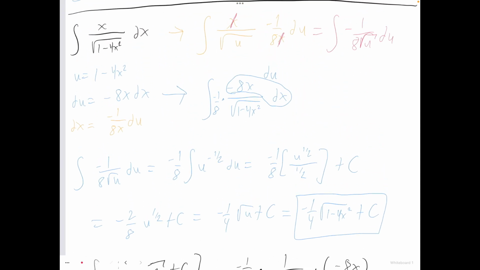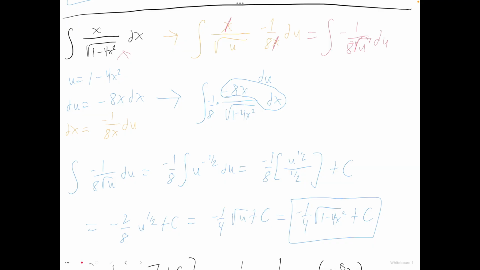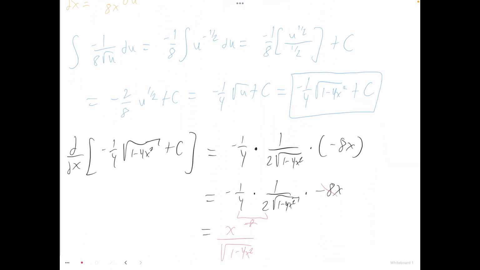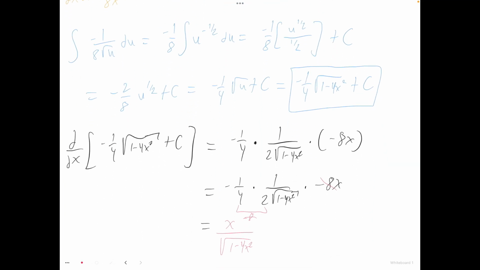And notice that's what we started with. That was what we were finding the antiderivative of. The plus c gets killed in the derivative because constants go to 0 in derivatives. And so we see from taking this derivative, we do get the thing we were finding the antiderivative of. So we got the right answer.